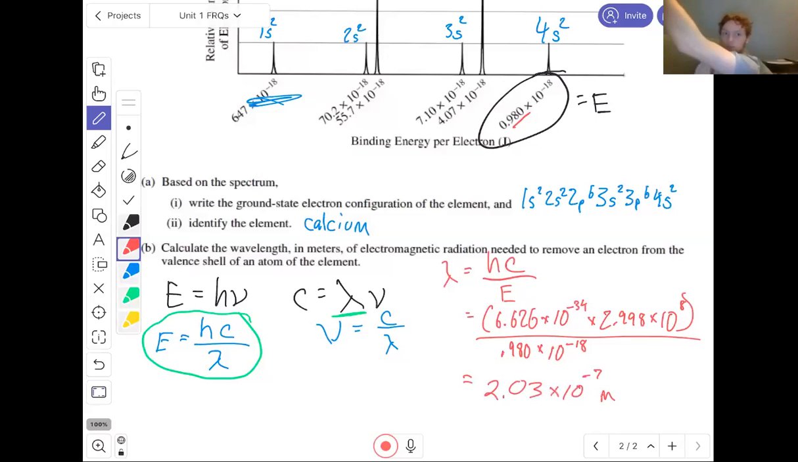That's a terrible question. I should get like 15 points. So wait, this is still under atomic structure, so this is all technically 1 unit. Yeah.